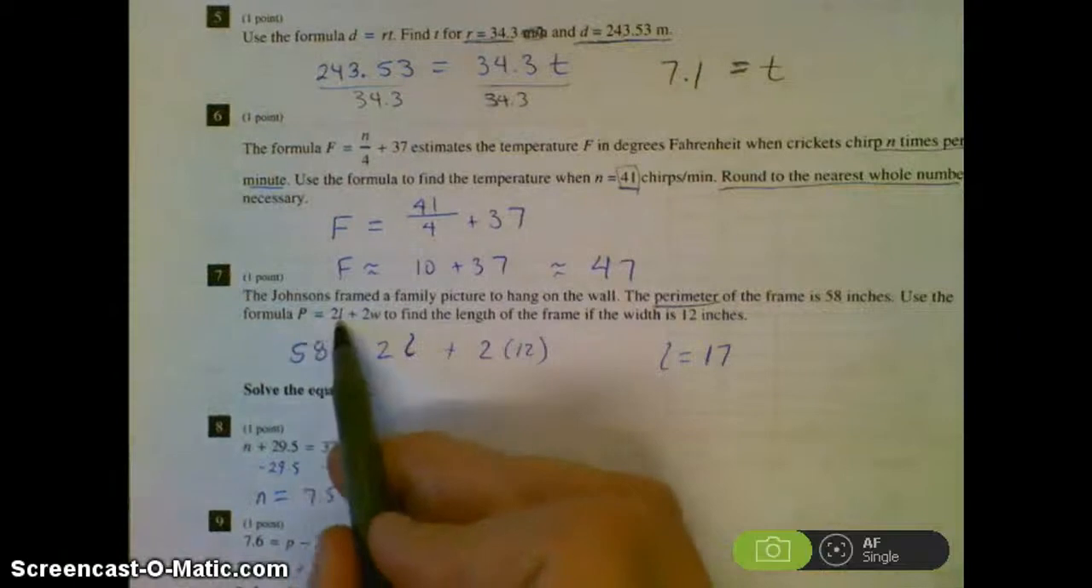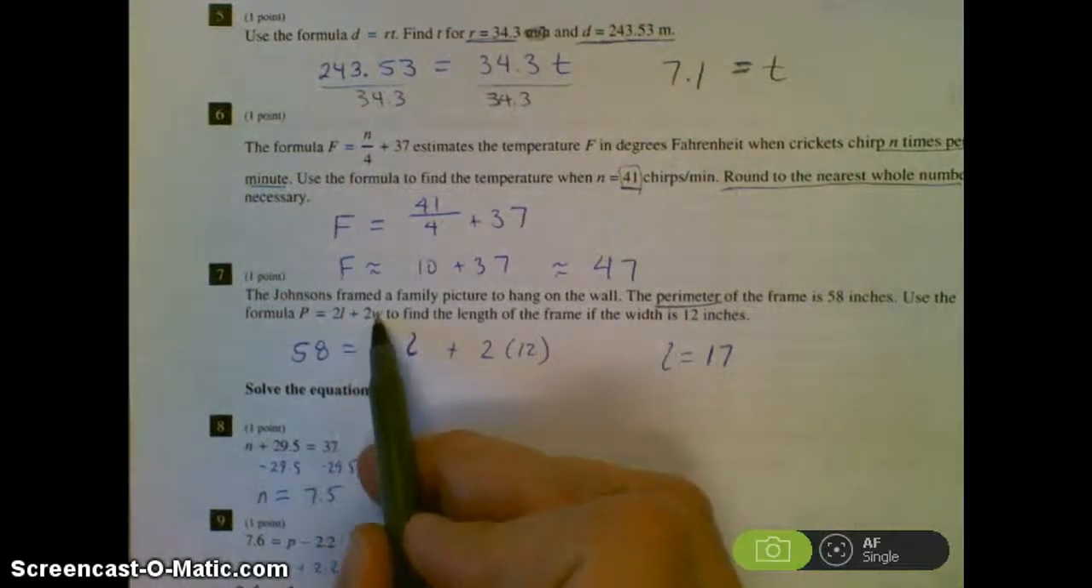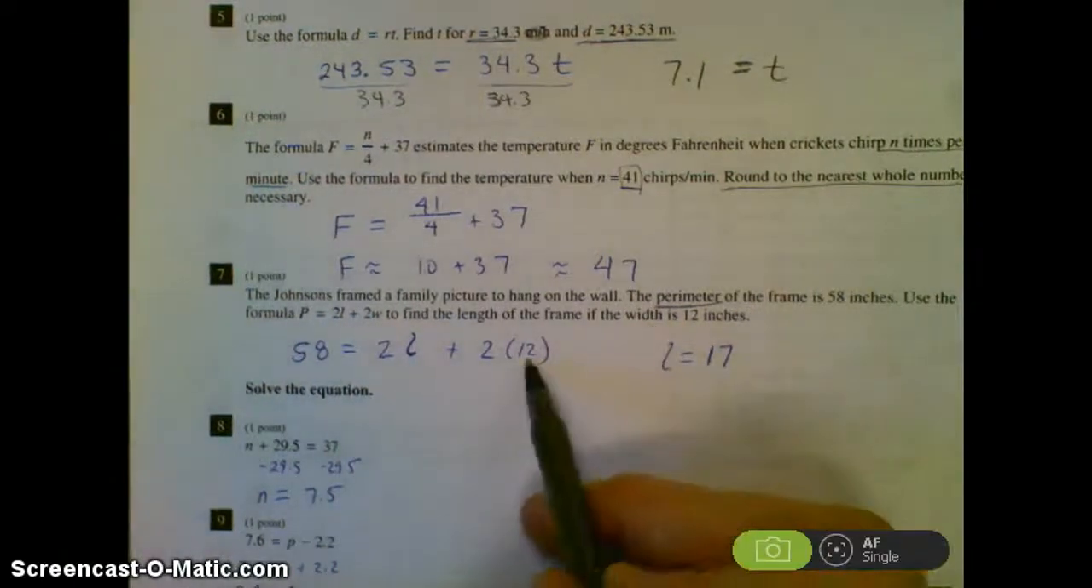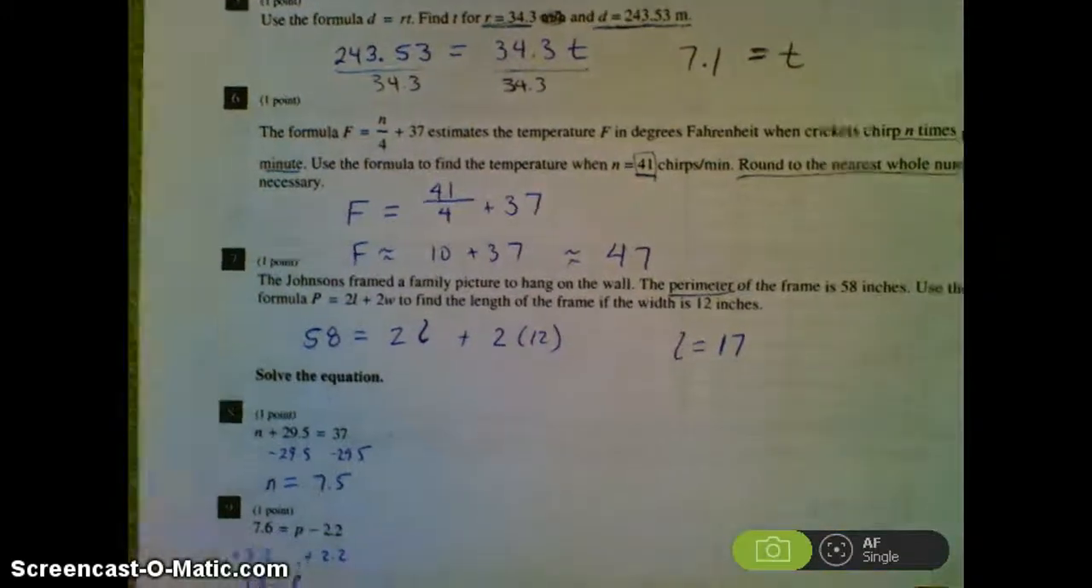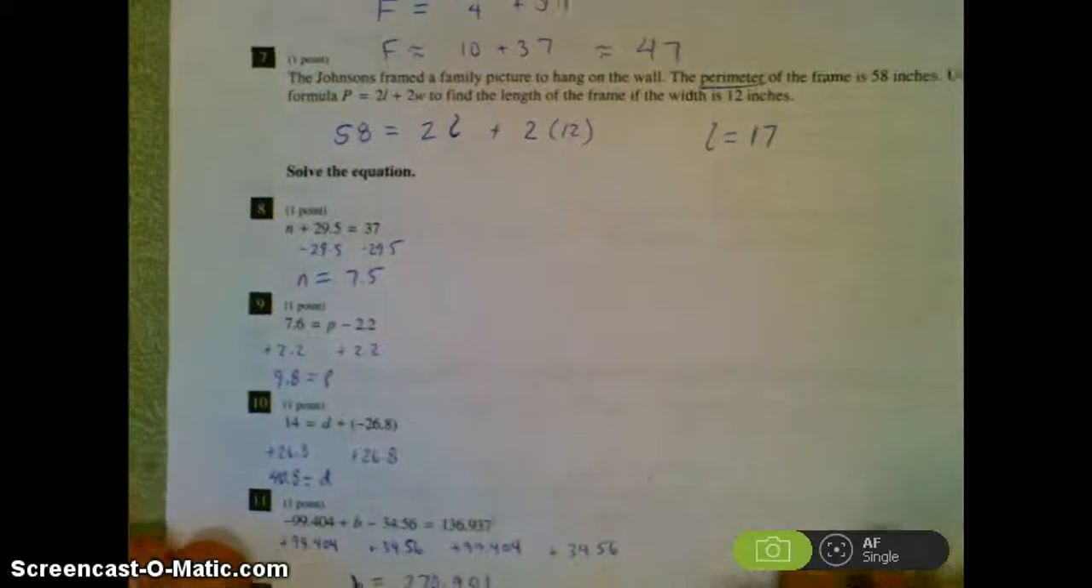Number 7, I've got another formula, the formula for perimeter. P equals 2 times the length plus 2 times the width. I'm given the width, so I plug it in, and then I just solve for L. I get 17.